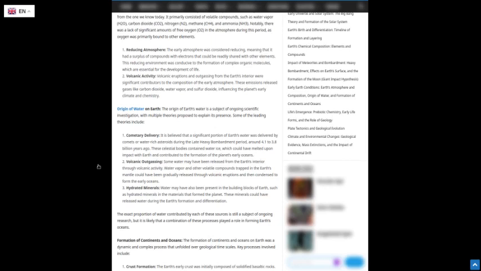2. Volcanic outgassing. Some water may have been released from the Earth's interior through volcanic activity.